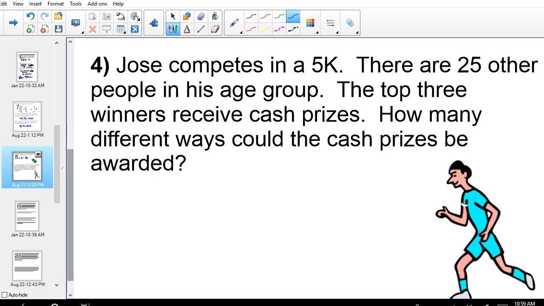So does order matter in this case? Order matters because, you know, if you're not first, you're last. Here, you got the order matters, right? So if you're second, you're not as good as whoever was first. If you're third, you don't get as much money. So order matters. Can you have repeats? Okay. Aaliyah says no. Is she right? Okay. We can't have repeats because if Jose wins first place, he can't also win second place, right? So there cannot be any repeats.